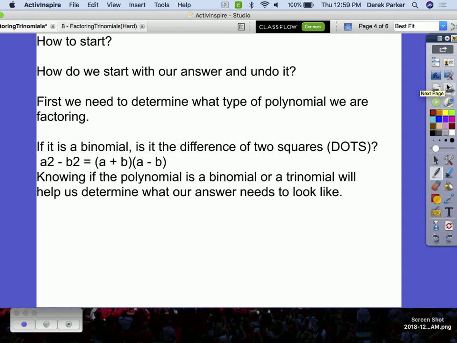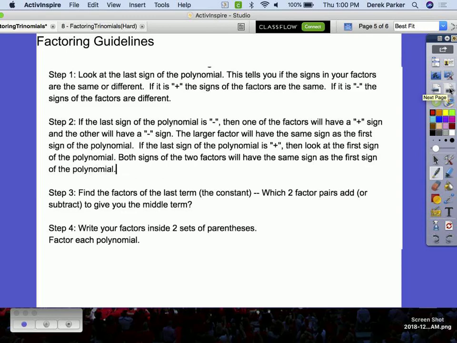First, we need to determine what type of polynomial we are factoring. If it is a binomial, it is the difference of two squares. Knowing if the polynomial is a binomial or a trinomial will help us determine what our answer needs to look like. Factoring guidelines. Step 1. Look at the last sign of the polynomial. This tells you if the signs in your factors are the same or different. If it is a positive symbol, the signs of the factors are the same. If it is a minus symbol, the signs of the factors are different.